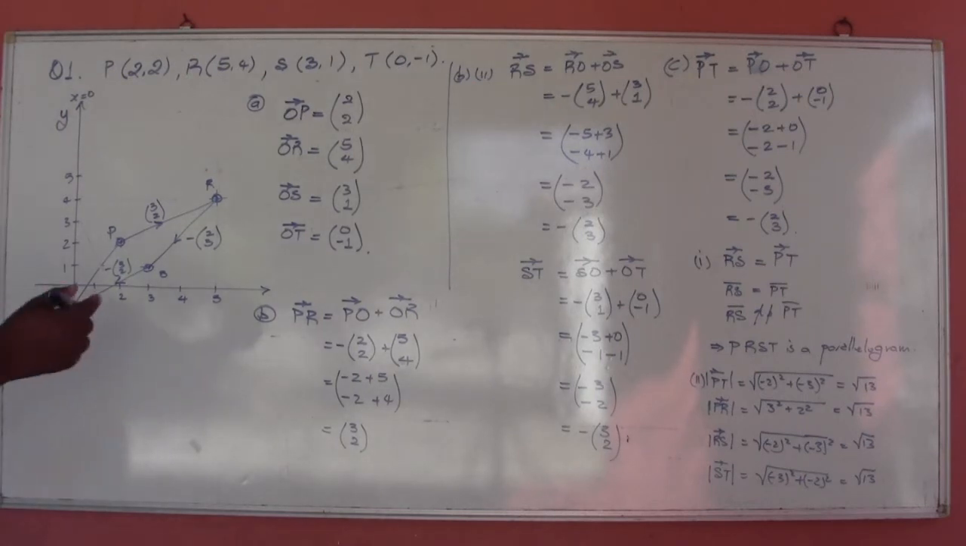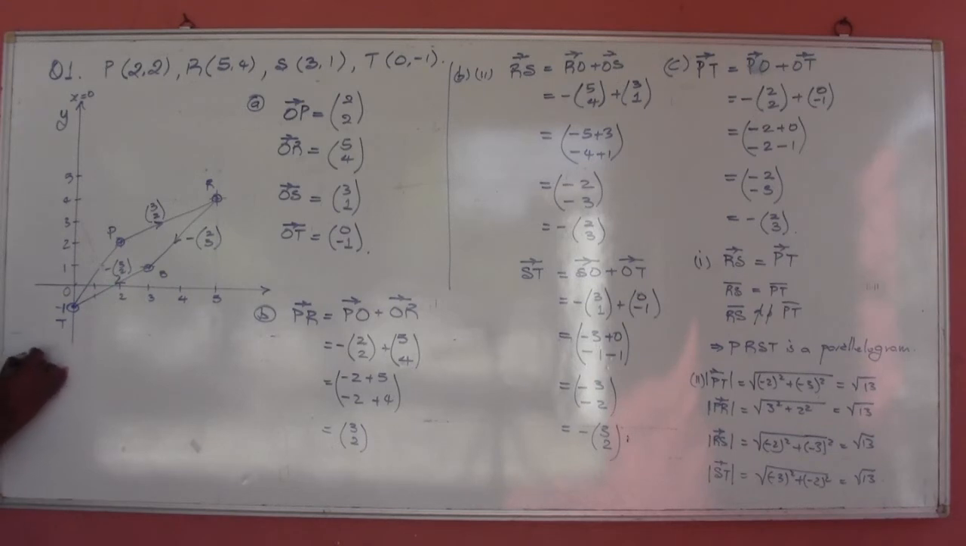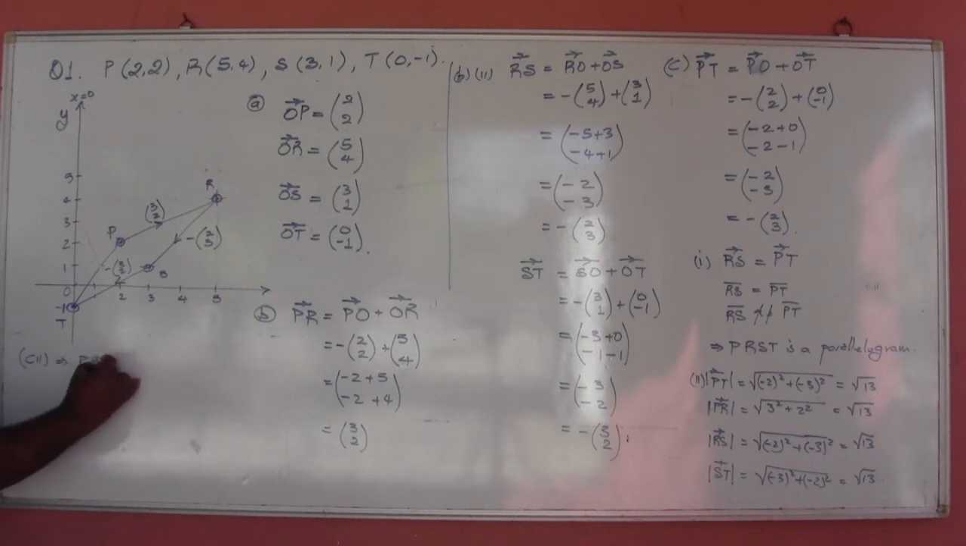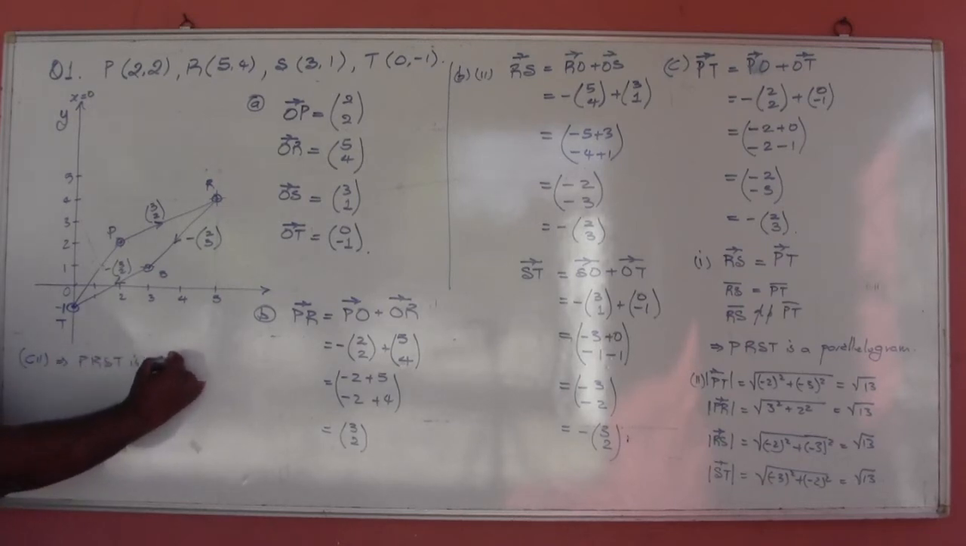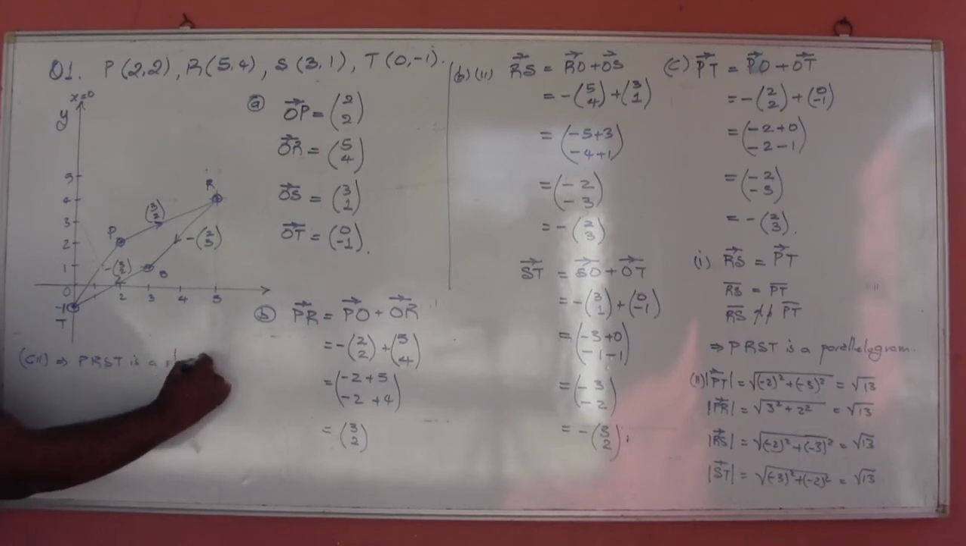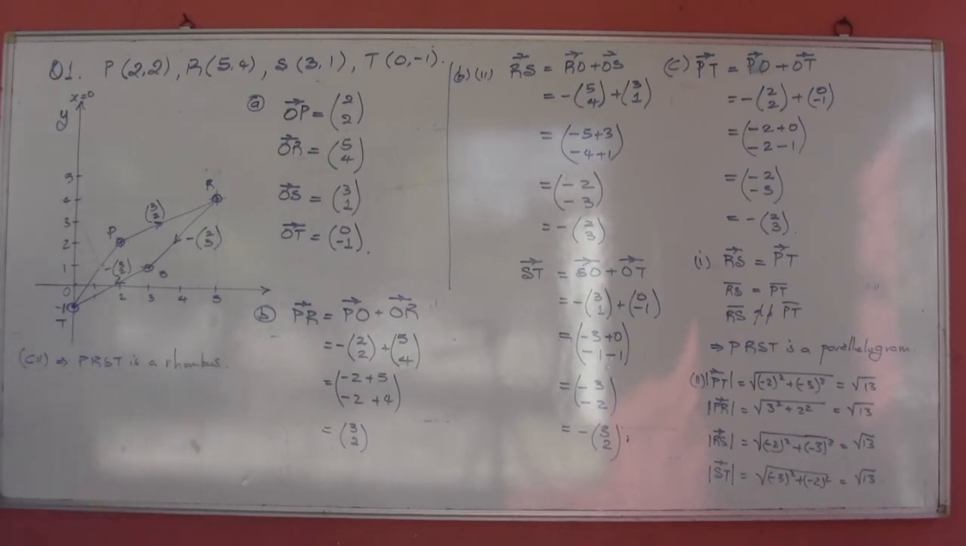So in continuation of the previous part, therefore PRST is a rhombus. Alright, what is a rhombus? A rhombus is a parallelogram in which all four sides are equal. We have no more space on the board, but let us see what part D is saying. D is the last part of the question.